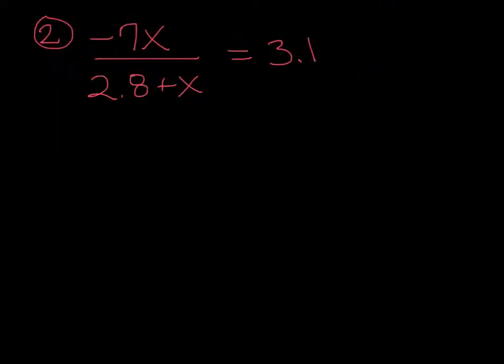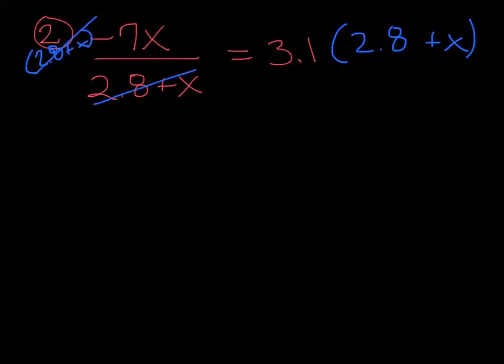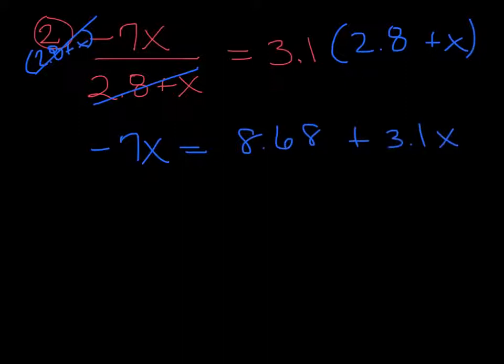So this one, same page 518, I got this one from. So I'm trying to get the x that's in the denominator out of there so I can solve. So I'm going to multiply by this denominator on this side, and I'm going to do it on the other side as well. So I'm just going to stick it right there. But remember, that's in the numerator right there. So these drop out. So I have negative 7x equals, and then I have to distribute this out to 8.68 when I distribute that, plus 3.1x. So I'm going to bring this over here.